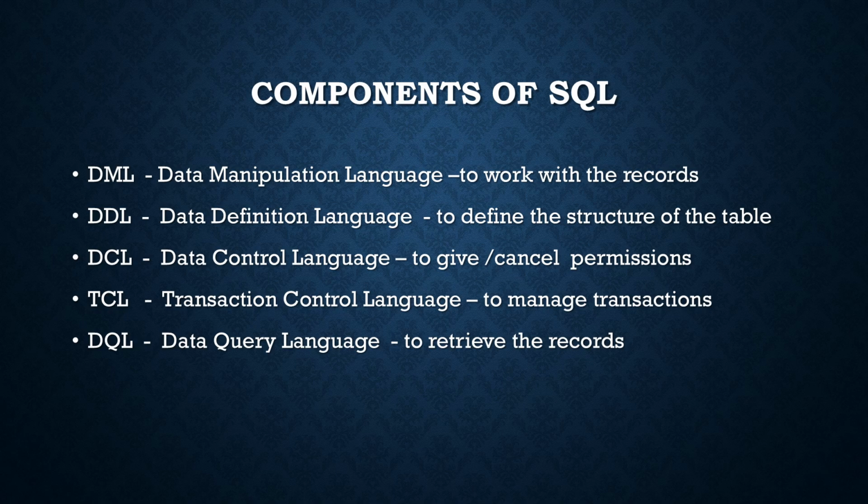And Data Query Language is the final component. Mainly we use the SELECT command. From this we can retrieve the records. That's all. So DDL is for the database structure. DML is to add and work with the records. DCL is for permissions. TCL is for transactions, and Data Query Language is used to display the records. That's all. So the components of SQL are over.